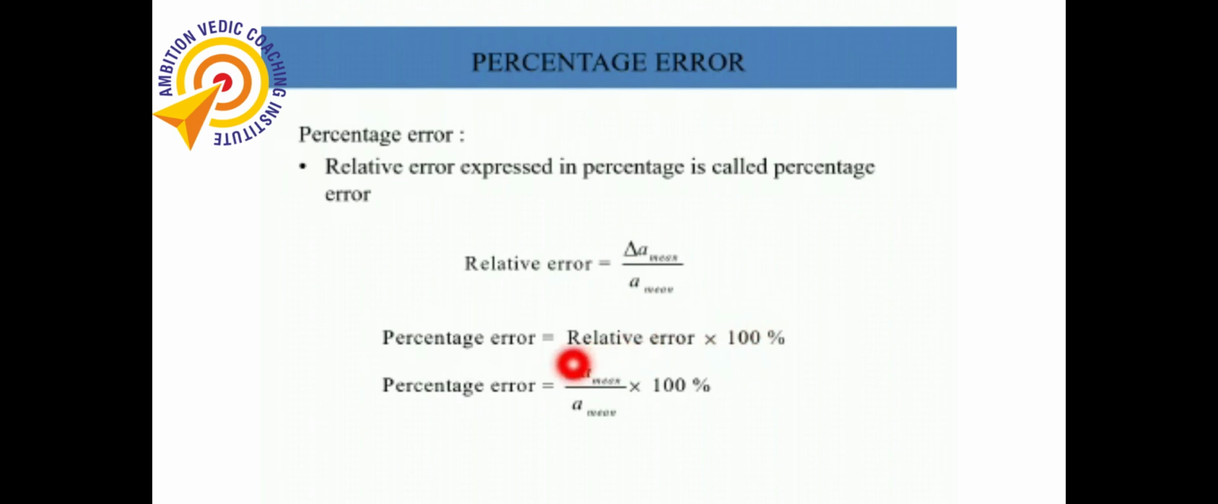So relative error multiplied by 100 always gives us the percentage error. So mean value, then absolute error, then mean absolute error, relative error, and this is percentage error. Fine. Then there is the combination of errors. So now what do we mean by combination of errors?